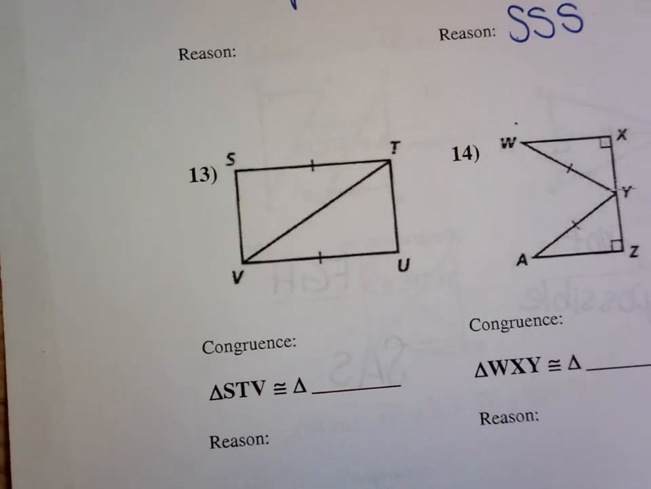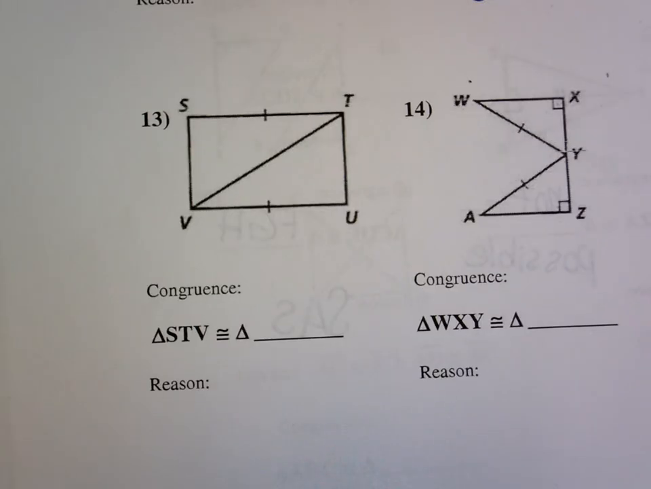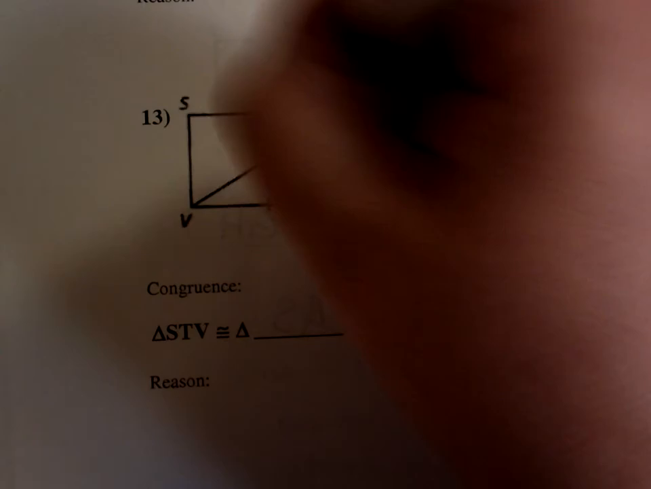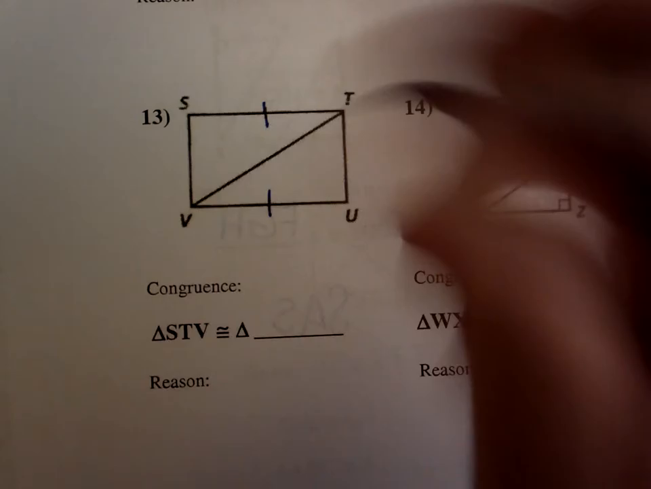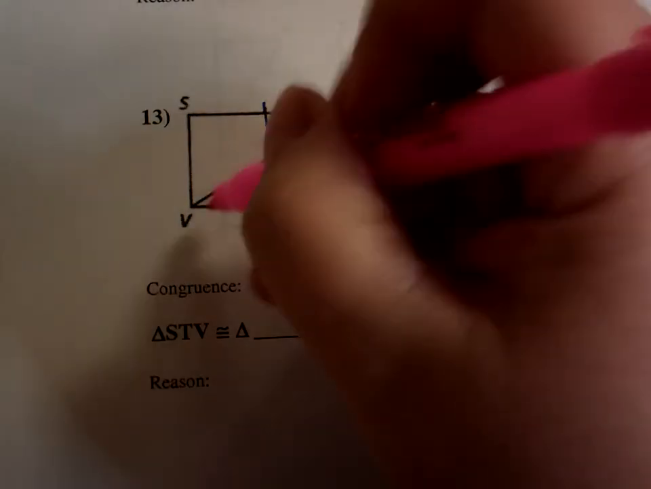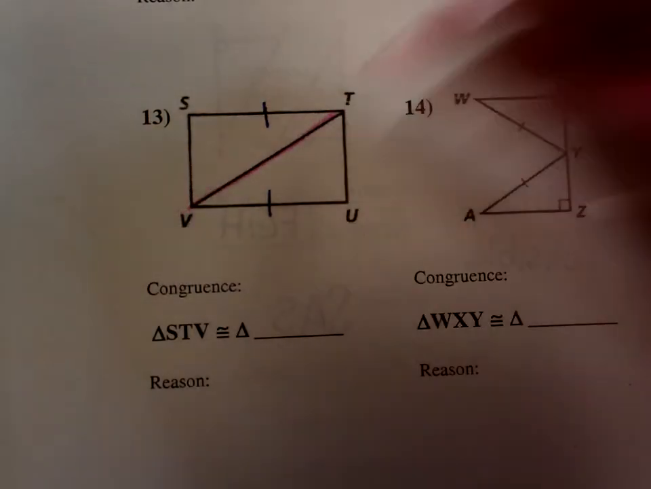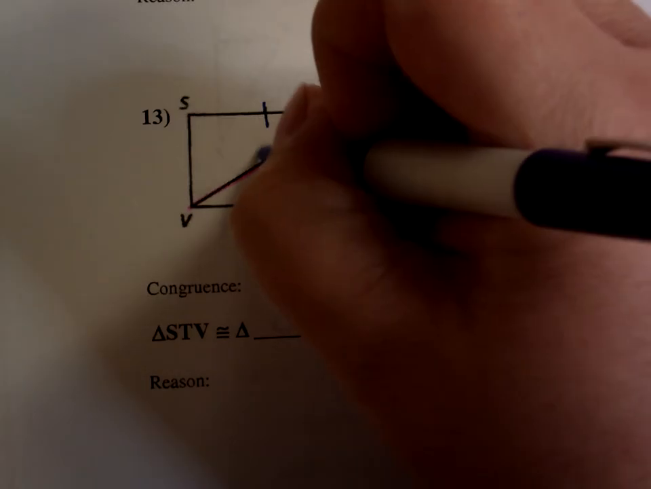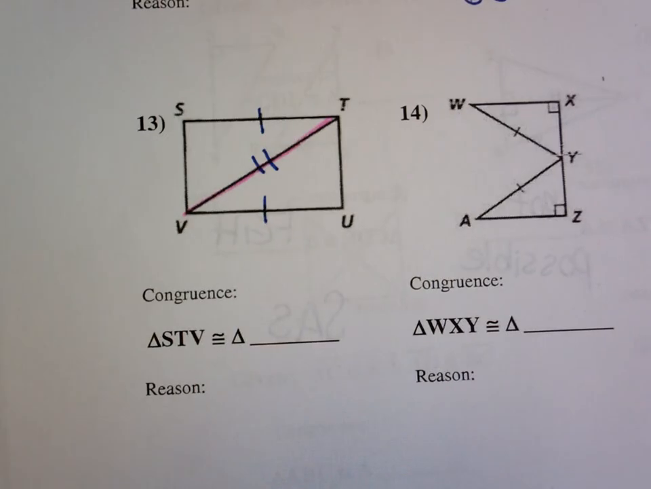Okay, number 13. Let me point out to you, well actually let's do this one first and then I want to point something out to you about it. These are congruence markings. We will come back to that. What else do I know here? Well, I know that this is a shared side. That means VT is congruent to itself. That's two pieces of information. Do we have a third piece of information? That's a big no. So not possible.